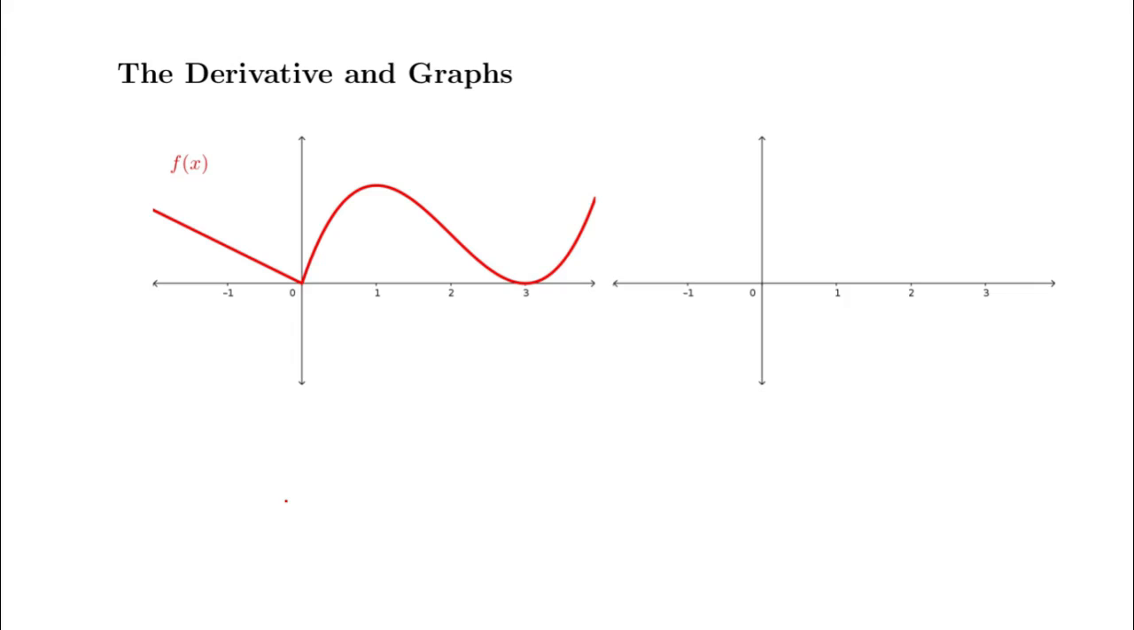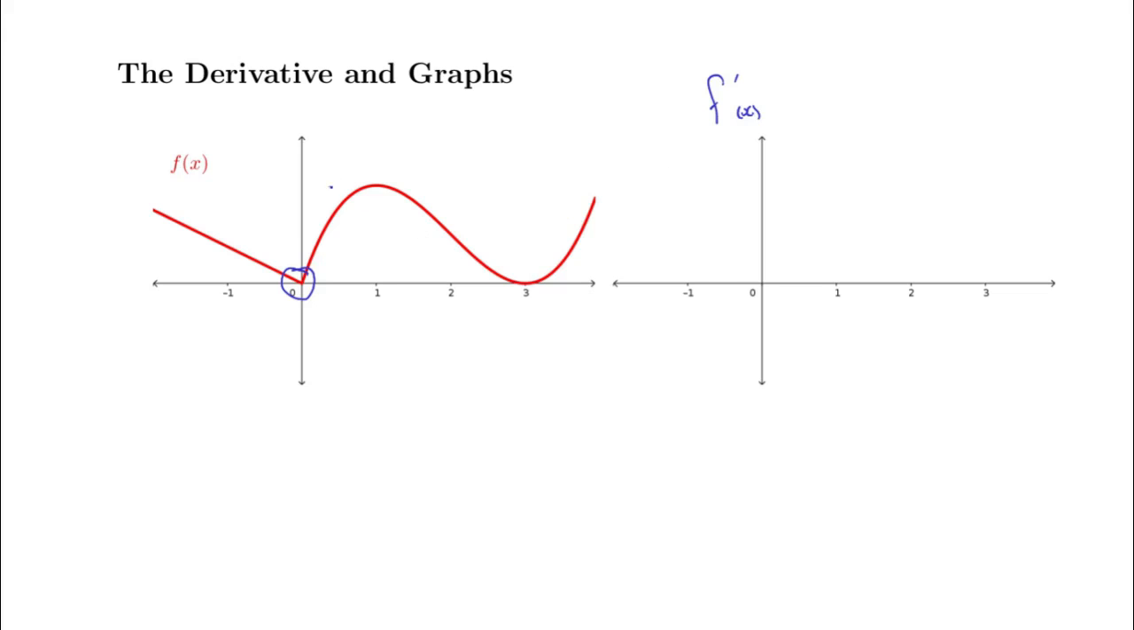All right, let's talk about this. So 3 points jump out to me right away. The first is right here. What's going on at this sharp corner? Well, we just said the derivative does not exist at a sharp corner. So we know that we're going to have some non-existence over here on our graph of f prime of x.